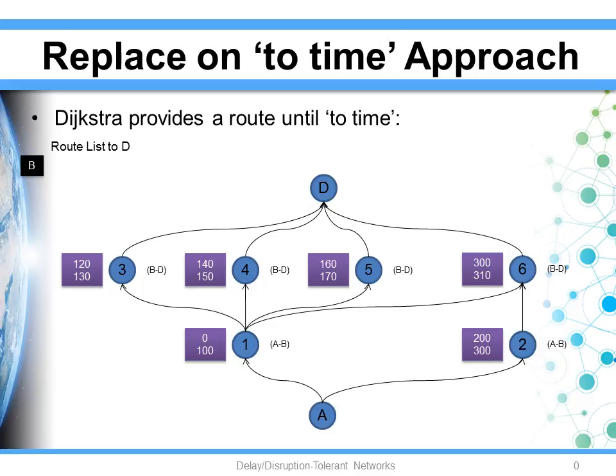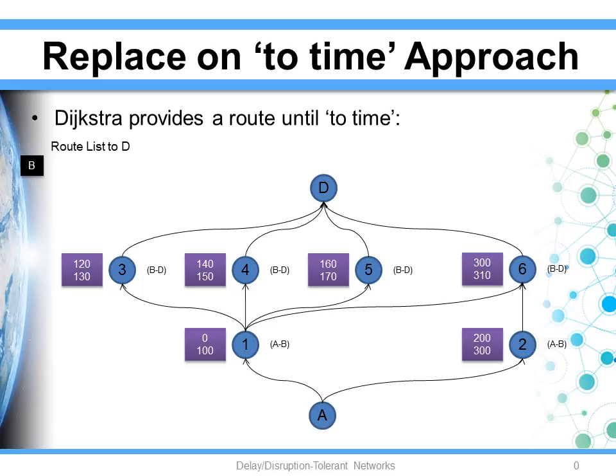So I propose a little contact graph here as an example, with a node A that wants to reach node D. There are two first hop contacts to, in this case, only one neighbor, which is node B. Through contact number 1, we can reach contacts 3, 4, 5, and 6 to reach D. And through contact number 2, which is farther ahead in time, we can reach node D using contact number 6.